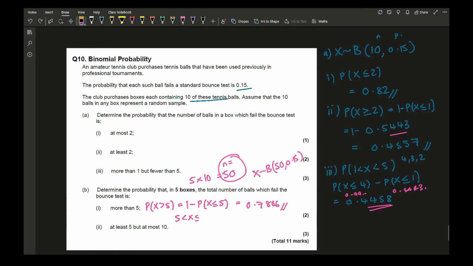And then finally for B II, we want at least 5 but at most 10, so I want 5 up to 10. I can calculate that by working out 9, 8, 7, 6, which are the numbers that I want individually, and adding them together, or you can work out the probability that x is less or equal to 9 minus the probability that x is less or equal to 5. Type that into your calculator and you should have the final answer of 0.7680. So 3 marks, but it's really important that you do show your clear working out.